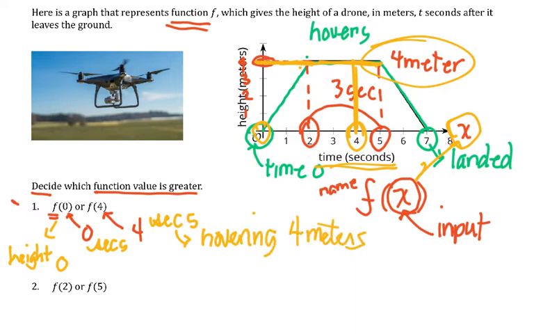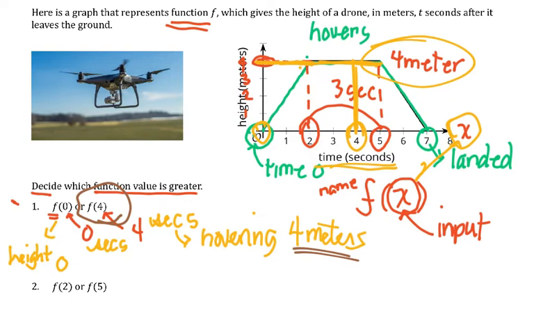So which was greater? When the height was 0 or when the height was 4 meters? Definitely 4 meters at f of 4. F of 4 is at 4 seconds. The distance for this function was greater at 4 meters.